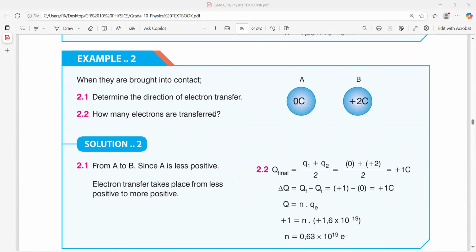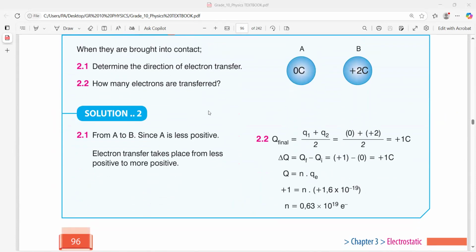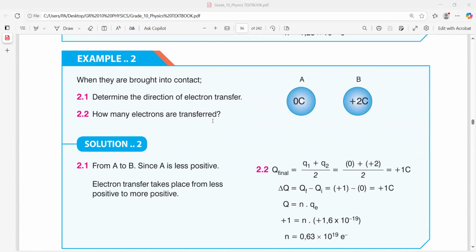Second question, similar question. We don't need to explain more, let's just show it quickly. So direction of electron transfer, what we said, from the less number to the big one. The less number is 0 coulombs. So from 0 coulombs to plus 2 coulombs, it means A to B, done. For direction of electron transfer, just check which number is smaller than the other one. So you are just writing direction like that.